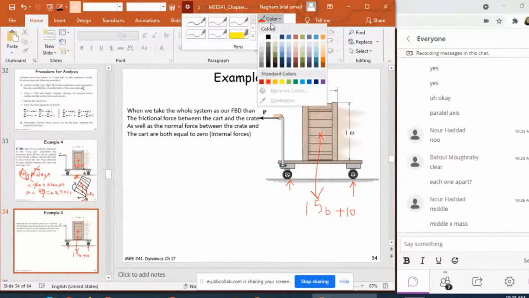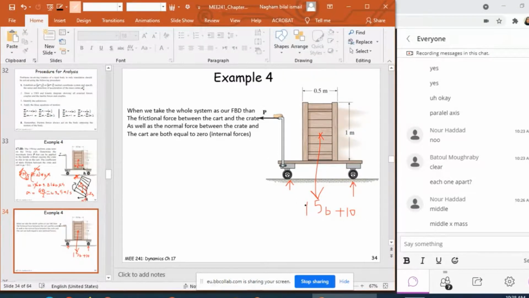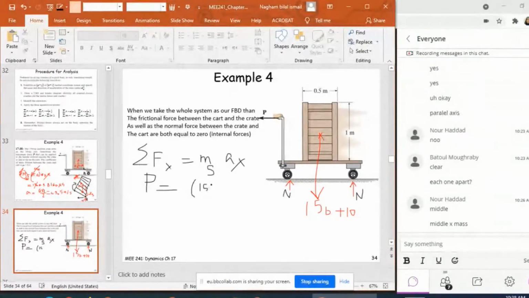Now, what are the remaining forces to find P? In fact, guys, if I take a look, I know that this normal force and this normal force, as well as this weight, they are all vertical, which means I only have one horizontal force, which is P. So I can say that the sum of forces in X direction is equal to M A X. And then this means, guys, that P is equal to M. And what M do I have here? M of the whole system, right? Which means it's 150 plus 10 times A X that I already found, which is 4.905, and then P will be equal to 785 Newton.